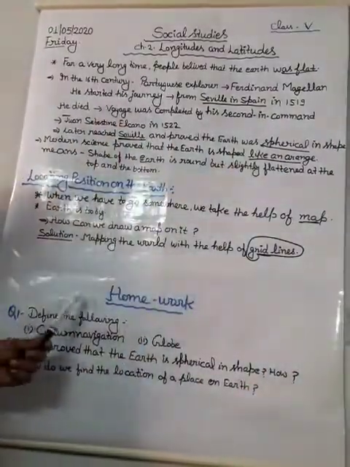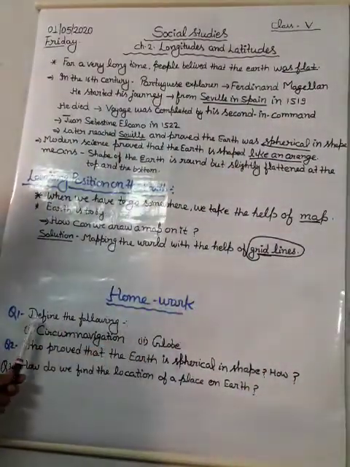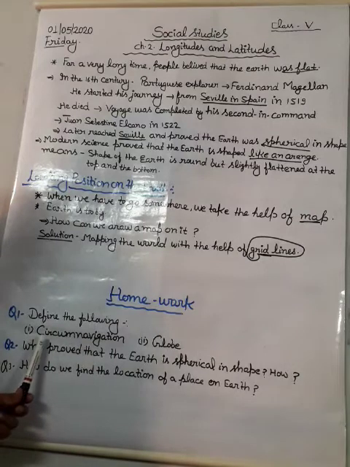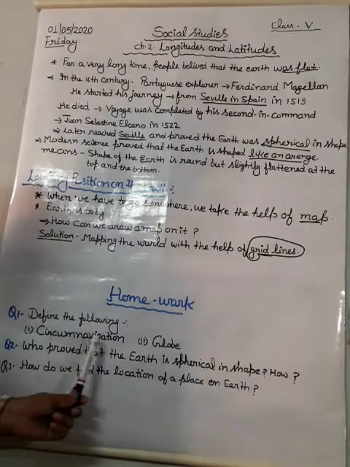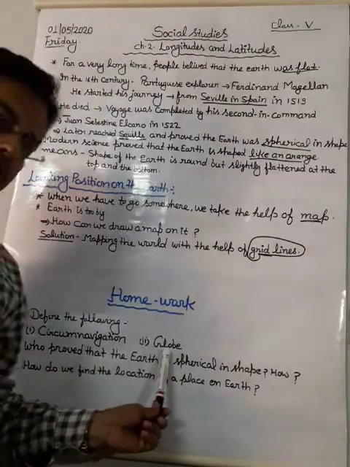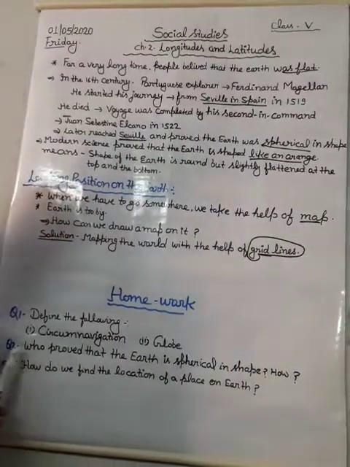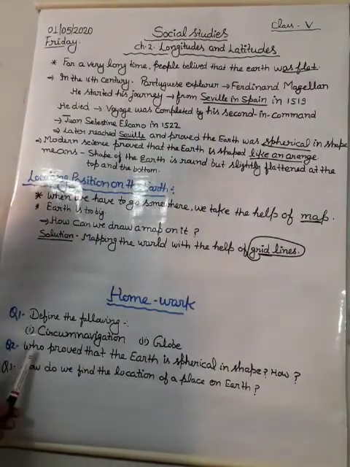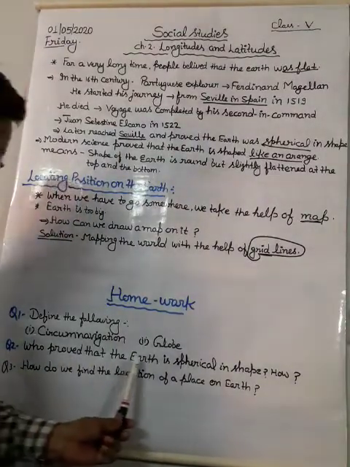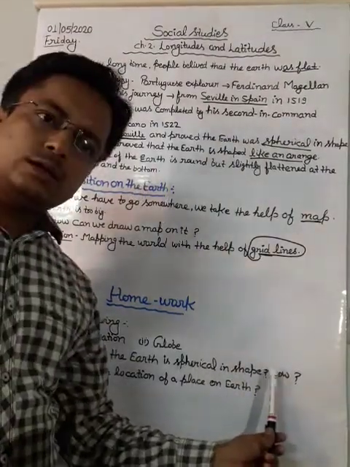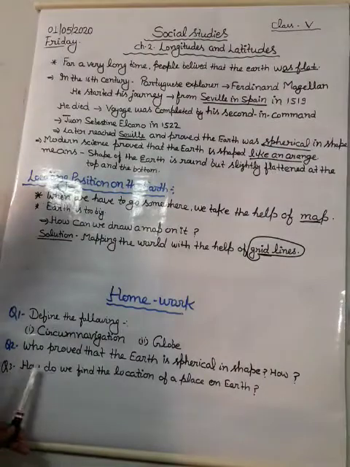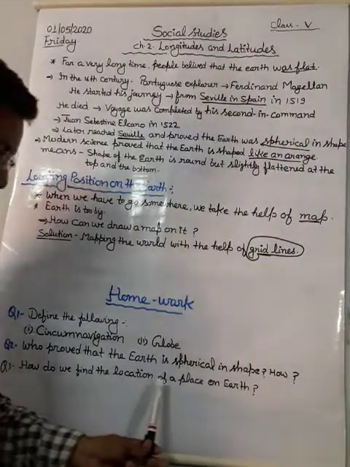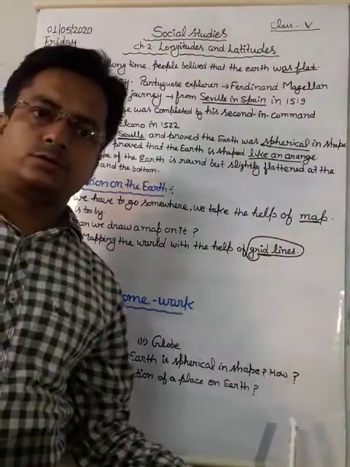Now we will see the homework. Define the following. First one is circumnavigation. Second one is globe. Second question is: who proved that the earth is spherical in shape and how? Third one is: how do we find the location of a place on the earth?